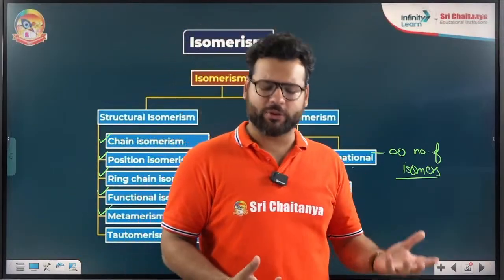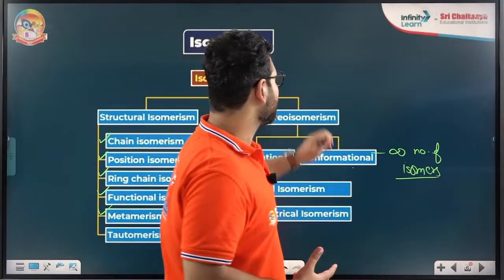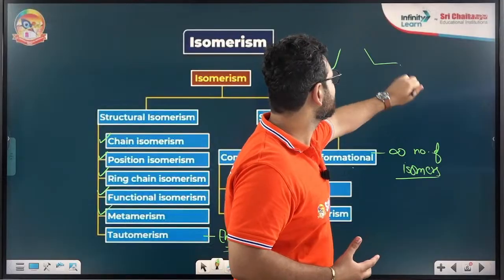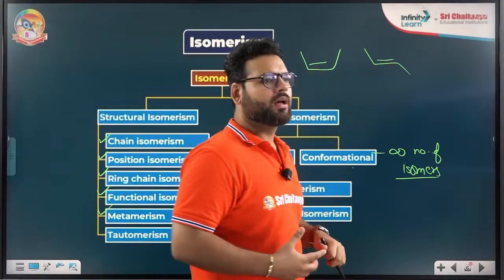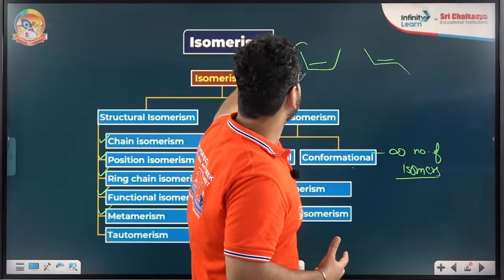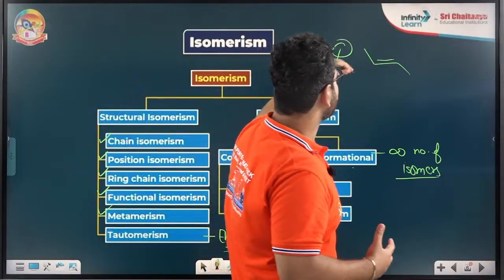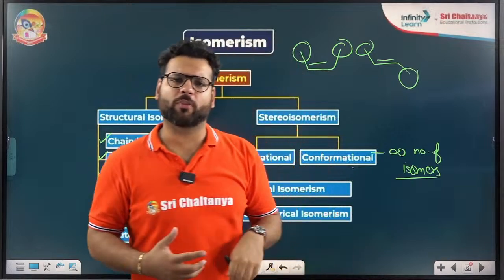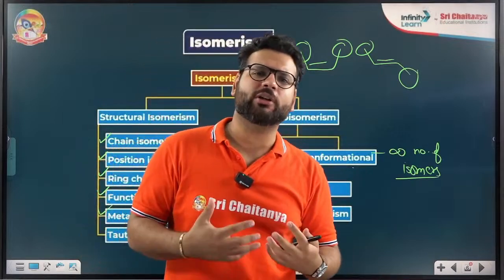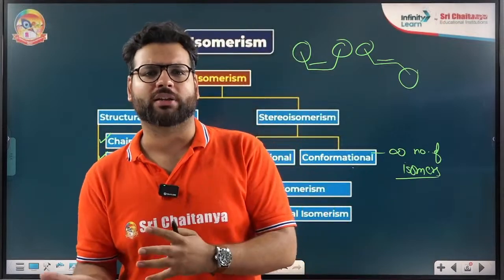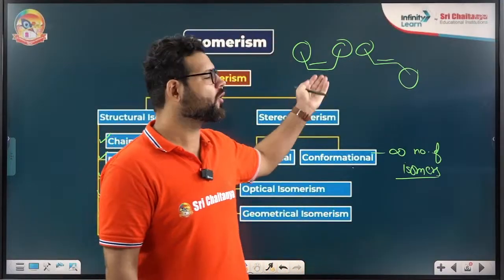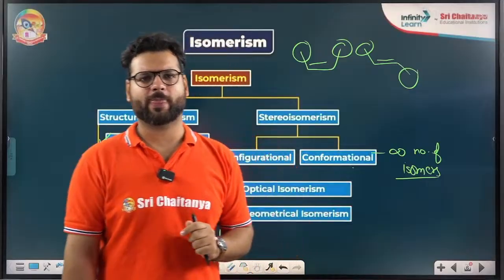When you take cis butene and trans butene, this is how cis butene will look like, and this is how trans butene will look like. In cis butene, the two methyl groups will be present on the same side. In trans butene, the two methyl groups will be present on opposite sides. It's not possible to physically convert cis to trans. It's a fixed configuration. That's why they are an example of configurational isomers.